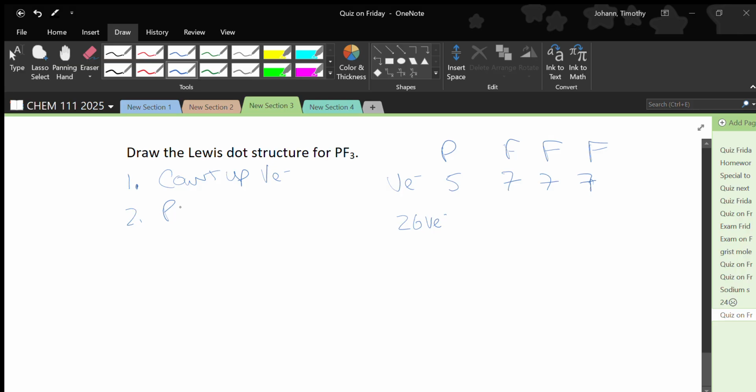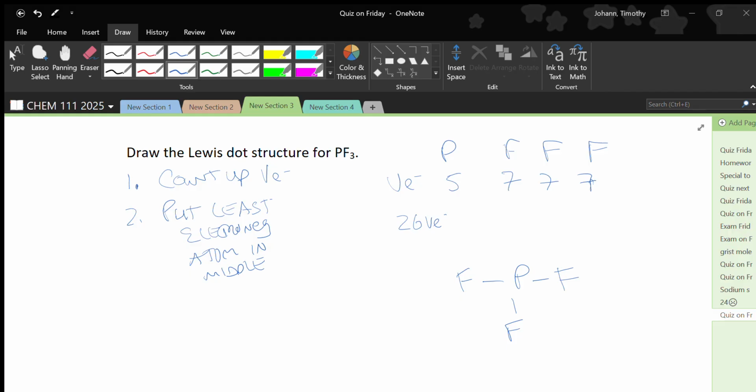Second, put the least electronegative atom in the middle. Which one is that? Phosphorus. So we're going to go phosphorus, single bonds from phosphorus to the fluorines, right? I'm going to stop writing down the rules again. So what's our next step, though? Yep, fill the valence shell electrons on the outside. So each of these fluorines has 2 electrons on it, right? So I'm going to add 6 to each.